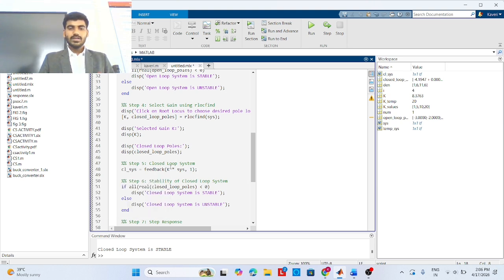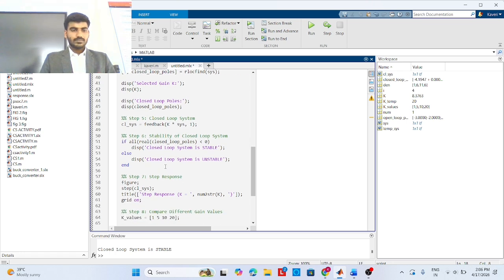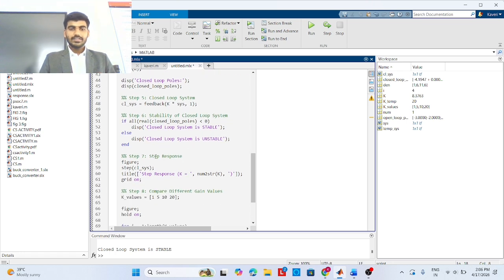Next, closed loop stability. In closed loop, I check whether the closed loop system is stable by varying the pole location. Next, step 7: step response, figure, step CL. This graph shows the time response of the system. From this we can observe overshoot, oscillation and settling time.